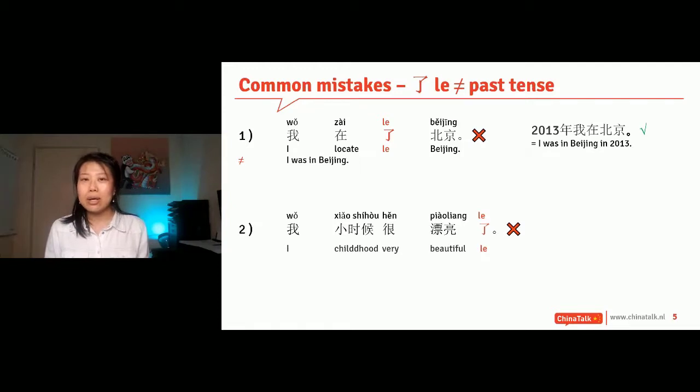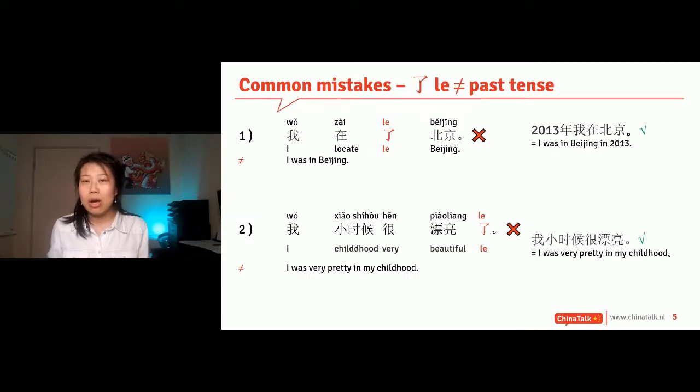So the same goes for the second sentence. 我小时候很漂亮 means I was pretty during my childhood. You don't need to have le because le is not past tense. So when you say 我小时候很漂亮, 小时候 is childhood. It's very clear it happens in the past. So 我小时候很漂亮 is correct. Okay.